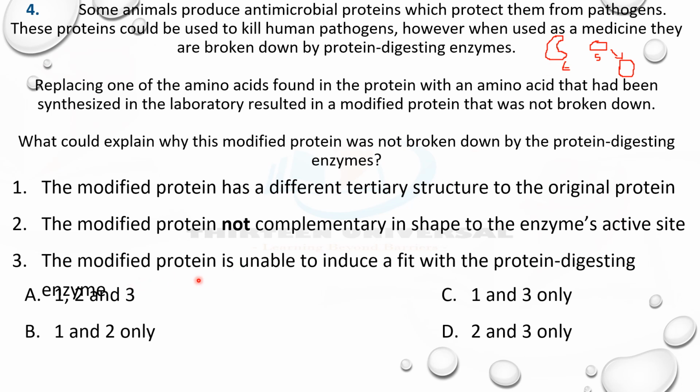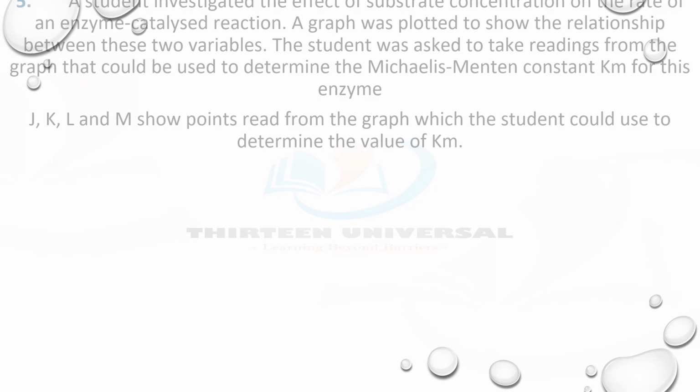Three says the modified protein is unable to induce fit with the protein digestive enzyme, so it's not able to induce it. That means this is no longer able to cause the active site to change shape to break it down. If it were able to cause the active site to change shape, it could work, but it cannot work. So it's not able to induce a change in shape of the active site. That means all three options are correct. So the answer is A. All right, let's go to the next one.